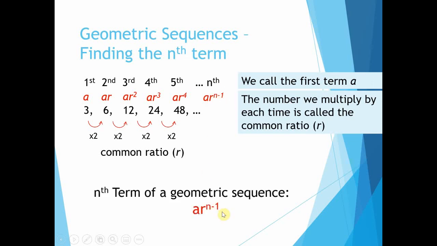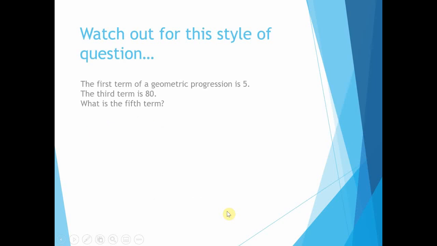We see this a bit more at A-level maths. Not really expected to know this per se at GCSE maths, but having knowledge of it can become pretty useful. So watch out for this style of question. First term of a geometric progression is 5. By the way, this is another way to say geometric sequence, progression. The third term is 80. What is the fifth term? Or they may present it to you with shorthand notation like this.